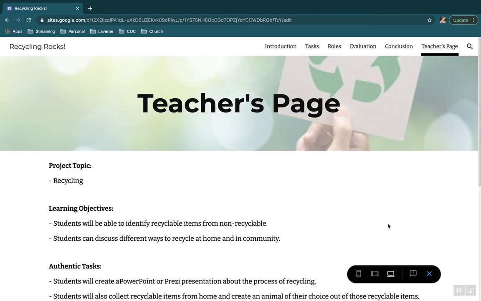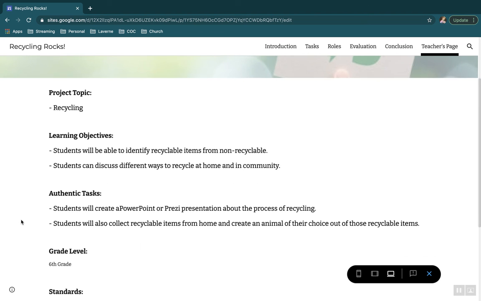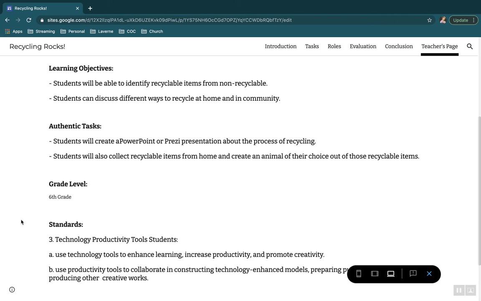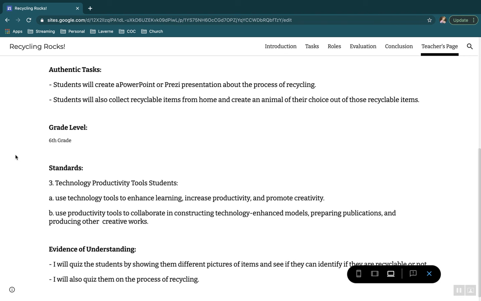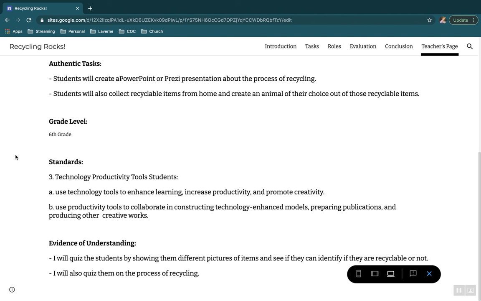Lastly is the teacher's page. So the teacher's page has the project topic, the learning objectives, which just says what I hope the students get out of this project, the authentic tasks, which describes how they'll be making a presentation and a creative project, the grade level, this project is meant for 6th grade students, the standards about the technology productivity tools that the students use, and evidence of understanding.